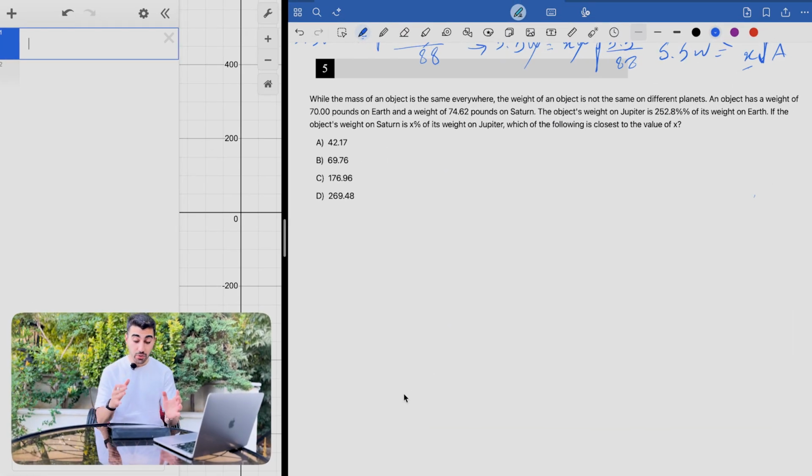Question number 5 is a percent question, which is always in the SAT. They keep repeating these questions. Make sure that you learn these percent questions. There is always a percent question in the SAT. Whether you get the hard module or easy module, you're going to get a percent question.